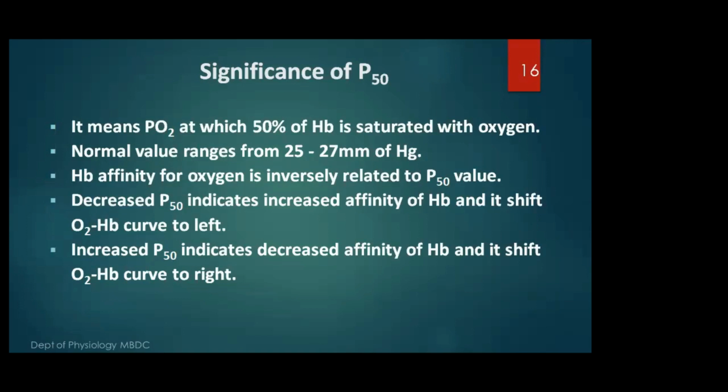Significance of P50. It means the partial pressure at which 50% of hemoglobin is saturated with oxygen. Normal value ranges from 25 to 27 millimeter of mercury. Hemoglobin affinity for oxygen is inversely related to the P50 value. That means decreased P50 indicates increased affinity of hemoglobin and shift of the oxygen hemoglobin curve to the left side. Increased P50 indicates decreased affinity of hemoglobin and shift of the oxygen hemoglobin curve to the right side.